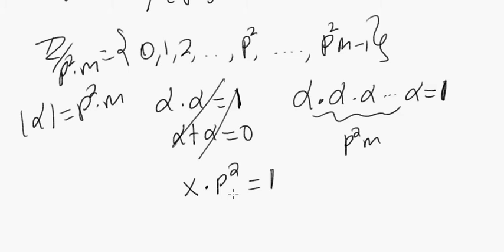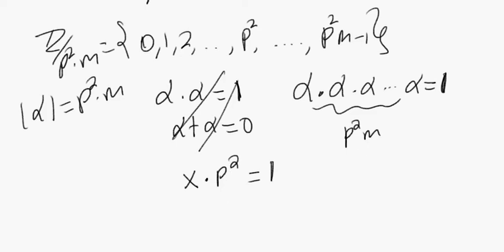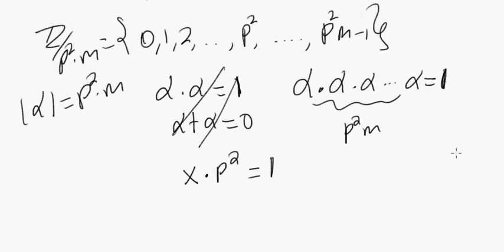So, sure. Is there a number less than p squared such that when you multiply it by p squared you get 1? Well, what's the number? Is the number going to be an integer, is the question. What does x have to be so that x times p squared equals 1? Oh, but we're looking at things mod p squared times m.